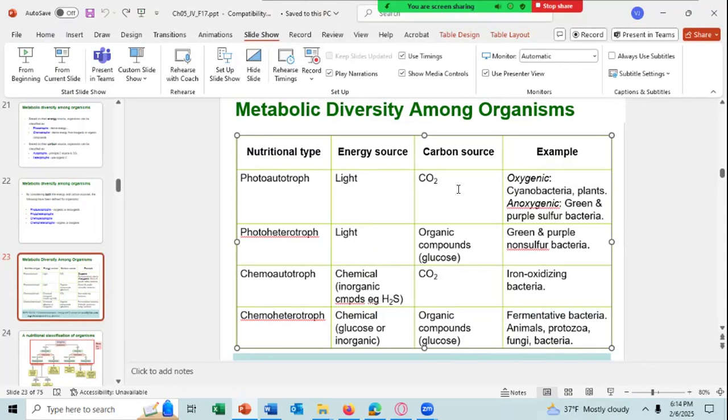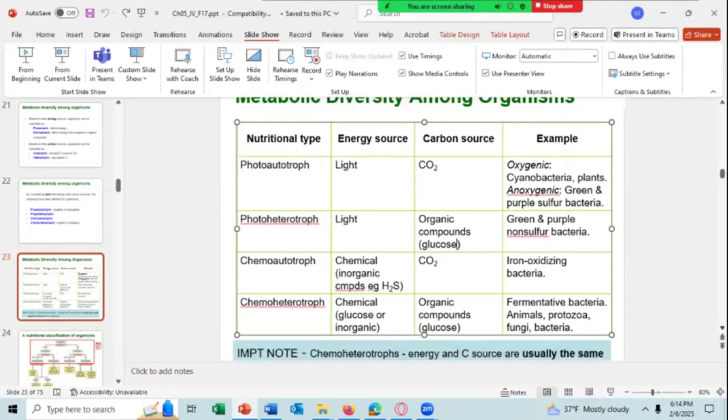Any question about any of that? And I won't ask you for an example of a photoheterotroph because I don't think any of you have ever heard of the green and purple non-sulfur bacteria. I'm not even sure what they are. I've never worked with them. All right, let's go on.